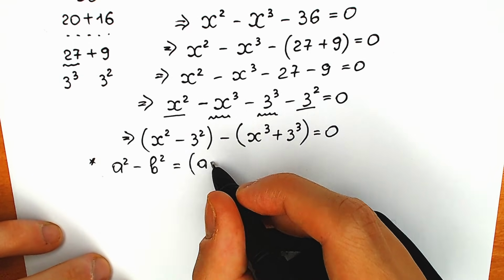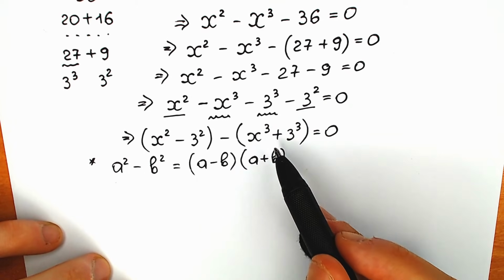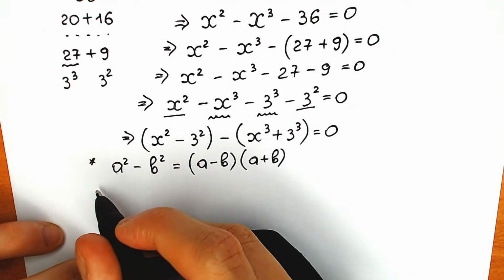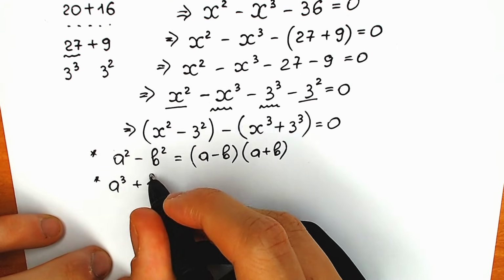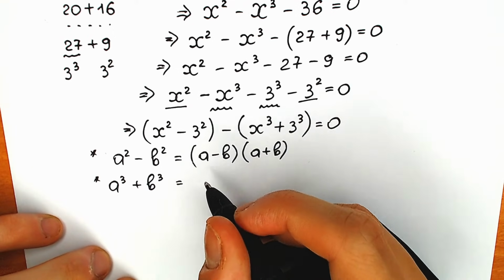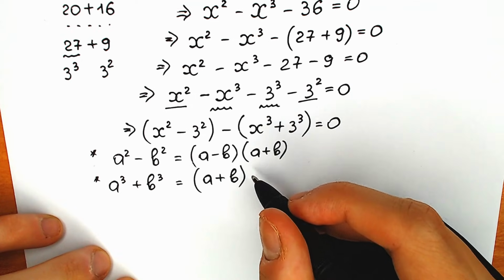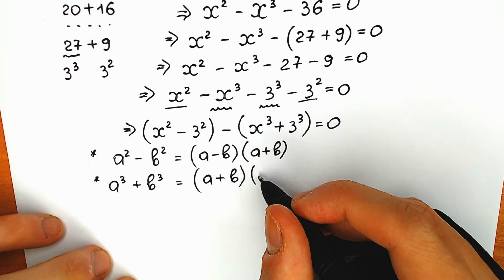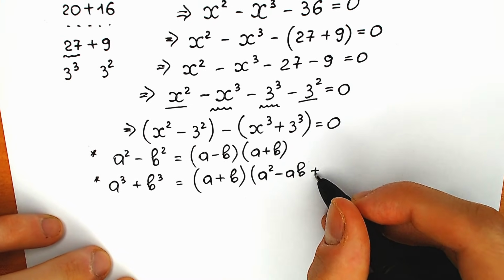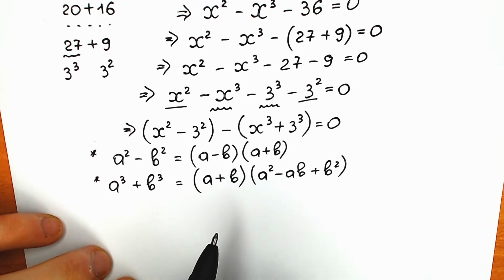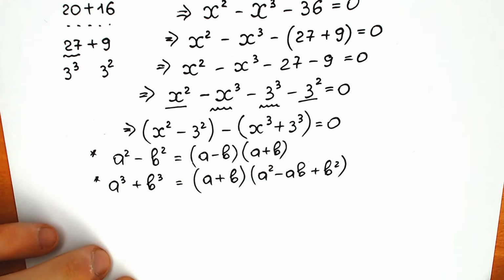This is a well-known formula: a minus b, a plus b. What about this one? The sum of two cubes. We can also write this formula: a cubed plus b cubed equals a plus b times a squared minus ab plus b squared. These are well-known formulas. If you have problems with them, you can look at your book and remember or learn these formulas. So these are our formulas. Right here we're going to apply the difference of squares, and right here we're going to apply the sum of two cubes. So let's start with it.